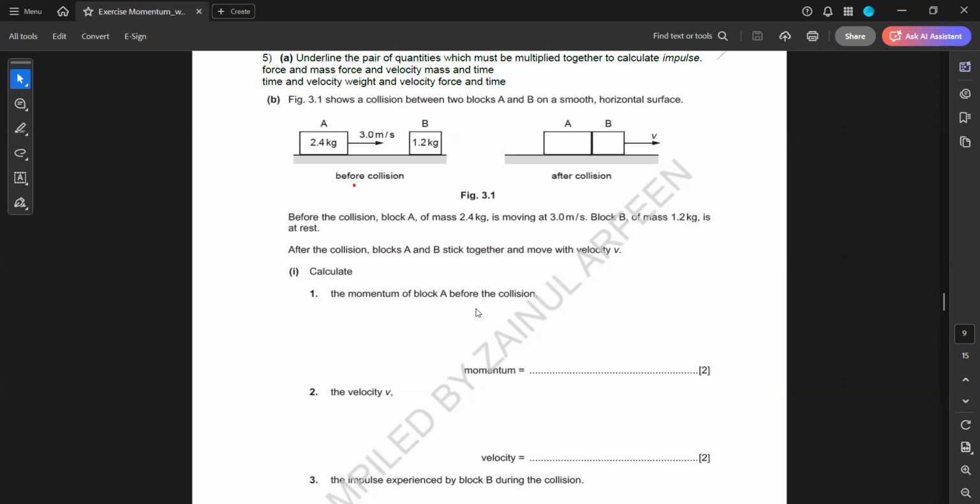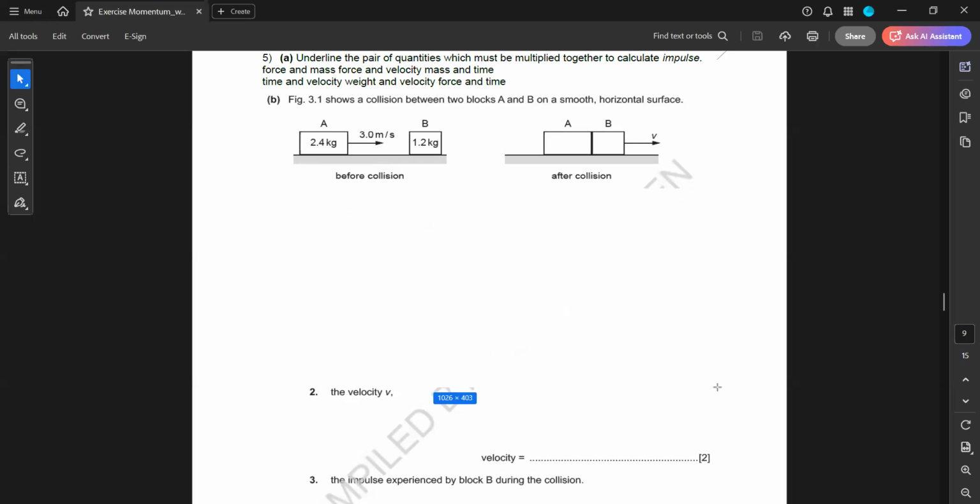First, we need the momentum before the collision because A has a mass of 2.4 and a velocity of 3. So 2.4 multiplied by 3, what will we get? We'll get 7.2 kilogram meters per second. Then the second part is velocity. Whenever you see a question related to finding a velocity in momentum, we use the conservation of momentum: the total momentum before is equal to the total momentum after.